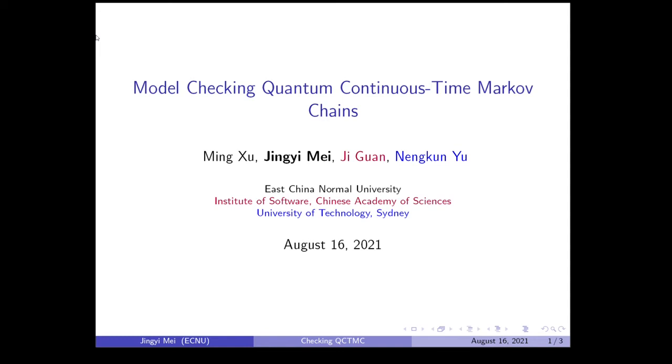For instance, the quantum discrete time Markov chain. While continuous time system is more realistic in the physical world, we initiate model checking of the quantum continuous time Markov chain, QCTMC.